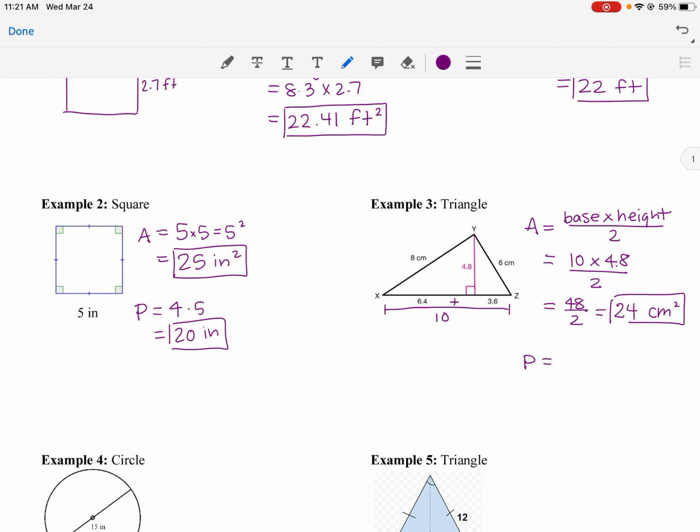As for perimeter, you're going to add up the sides. So we have 8 plus 6, and then the base is 10. So we end up with 24 centimeters as well. That doesn't always happen, but it did happen in this case, just for the record.